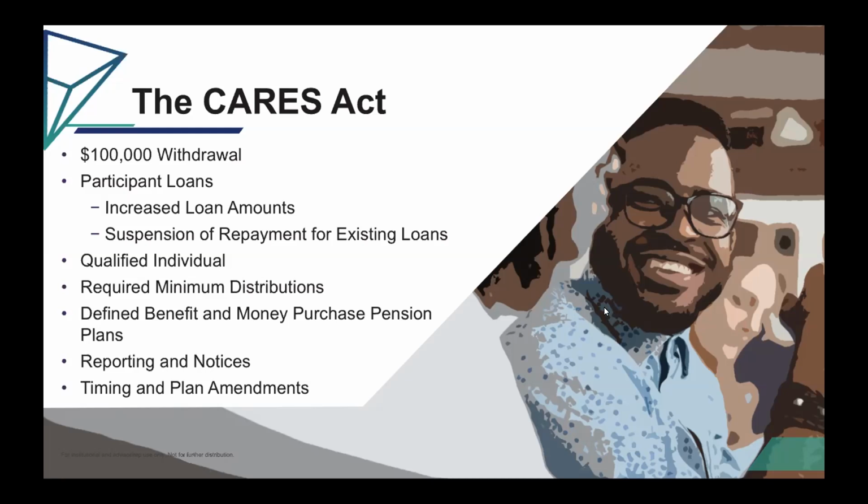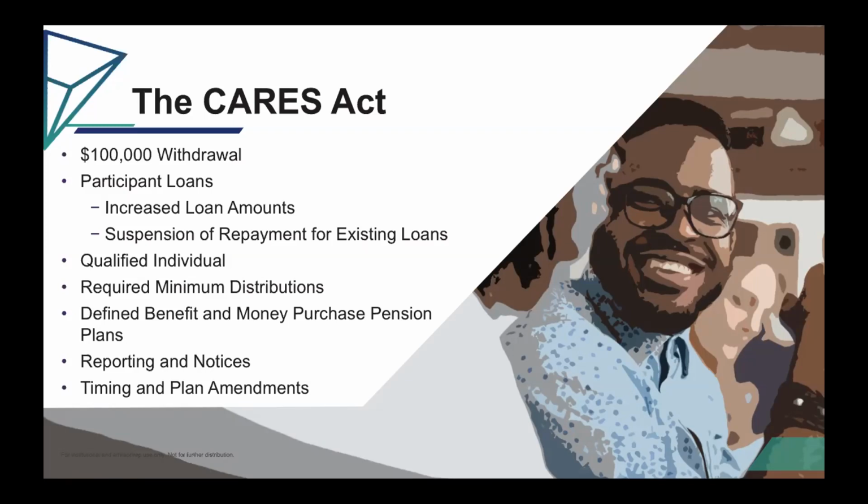So first of all, they're allowing a $100,000 withdrawal, or up to $100,000 withdrawal. And they're calling this a coronavirus-related distribution. So if you start seeing the acronym CRD, that's what it's referring to. Essentially, what the Act does is it waives the 10% penalty on early withdrawals for amounts up to $100,000 from either a retirement plan or an IRA. That's taken between January 1st of this year and December 31st of this year.